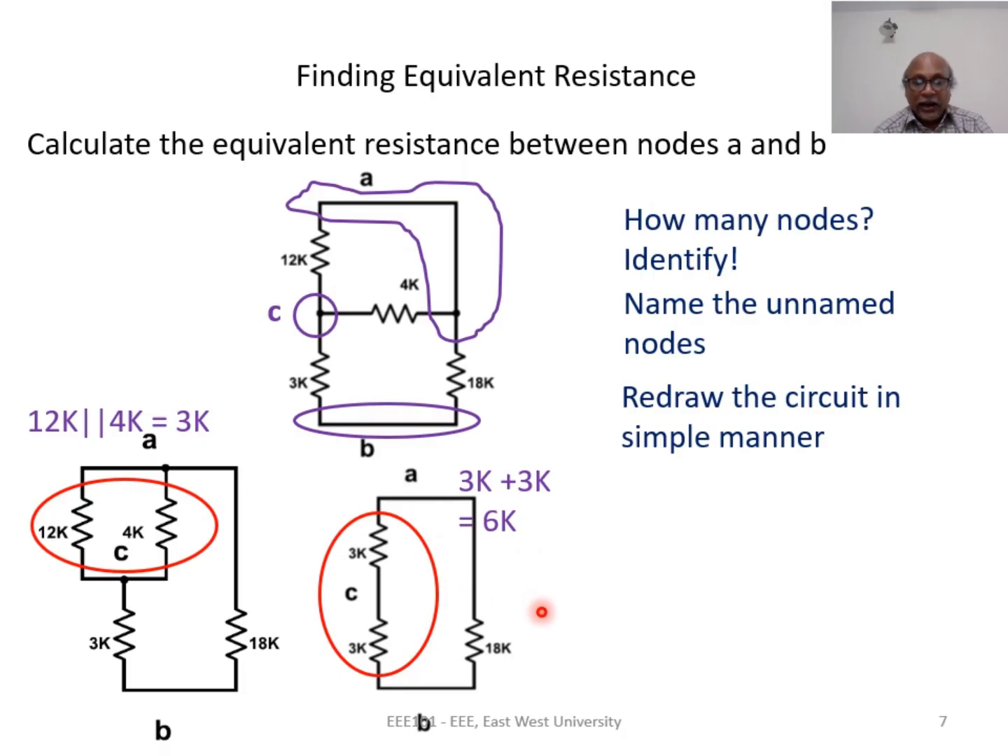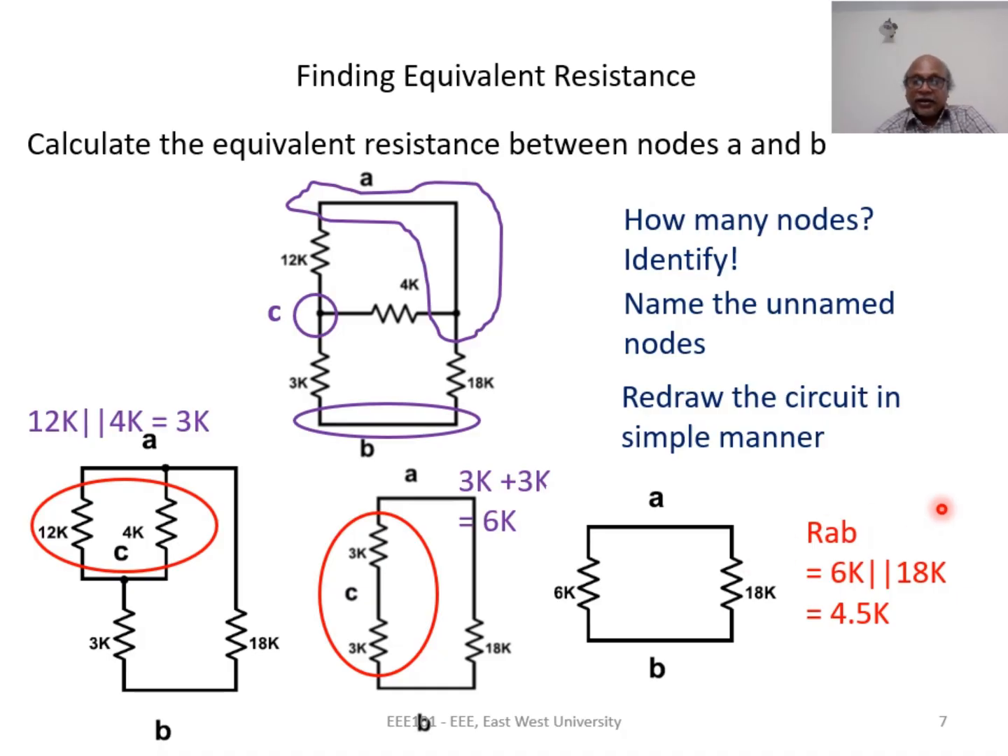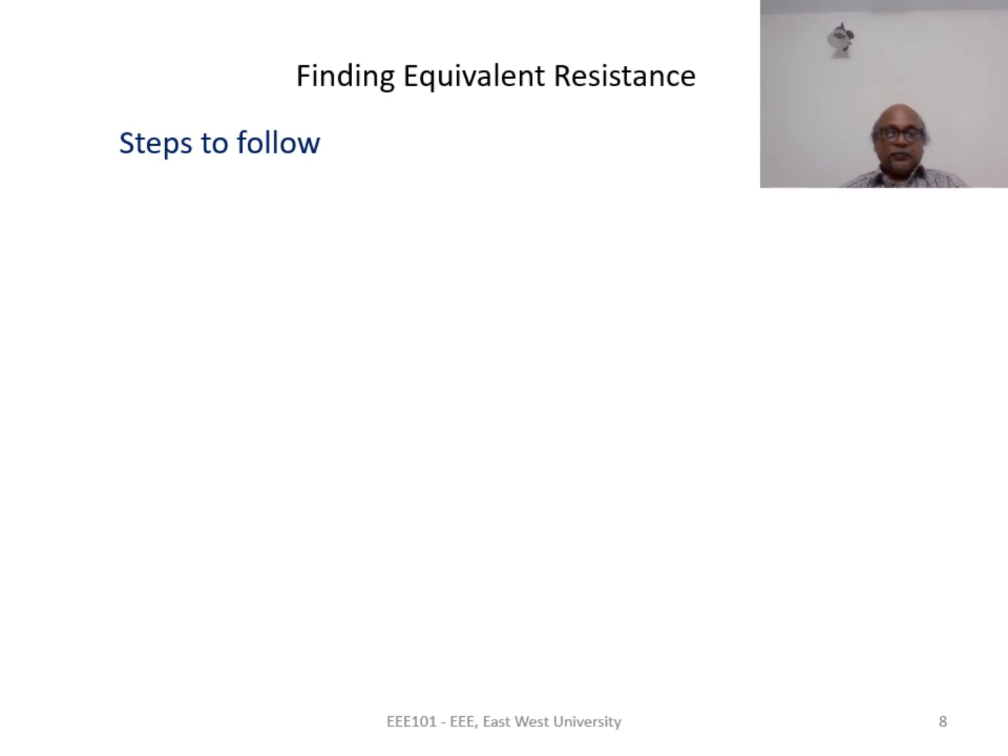So between node A and node B, we have two resistances in parallel. These two in series give us 6K, and we have the original 18K. So our AB is the parallel combination of 6K and 18K. This is the result. So in this example, we have seen how we find the equivalent resistance of a resistive network by combining resistances in series and in parallel.